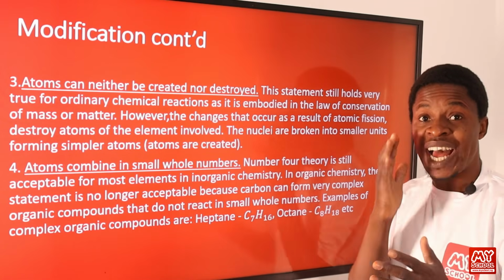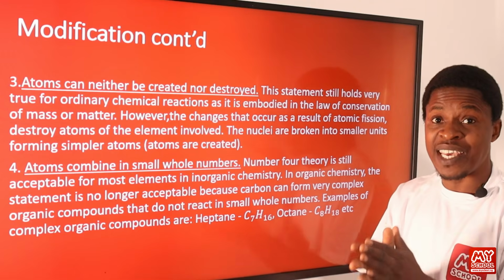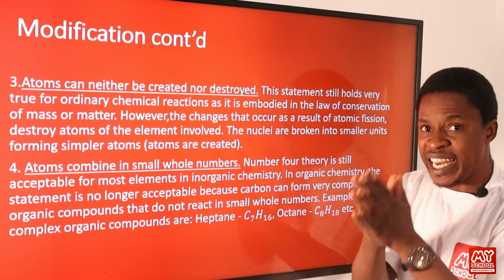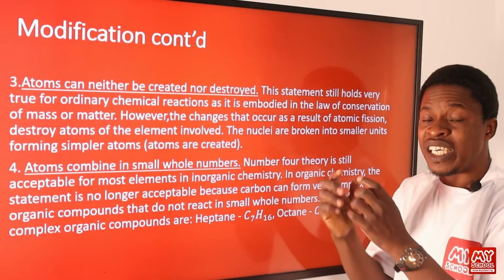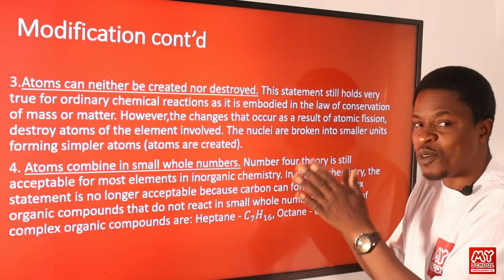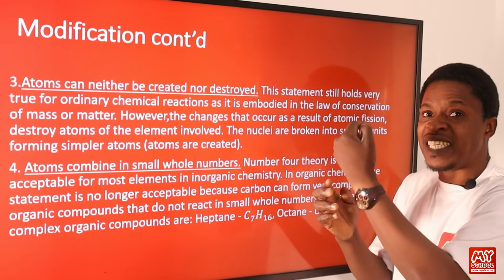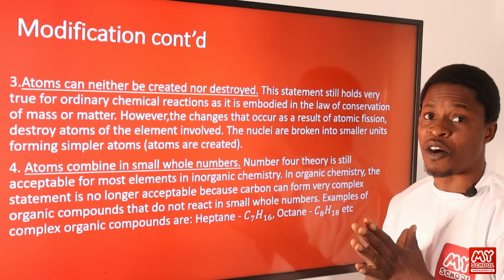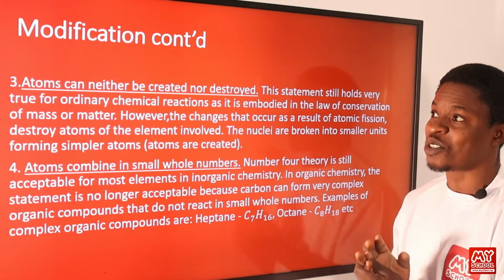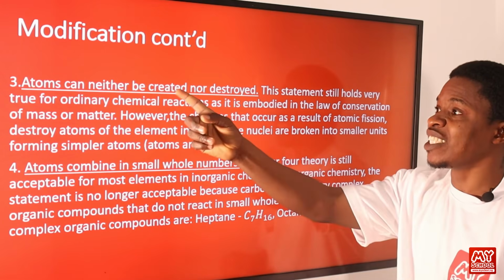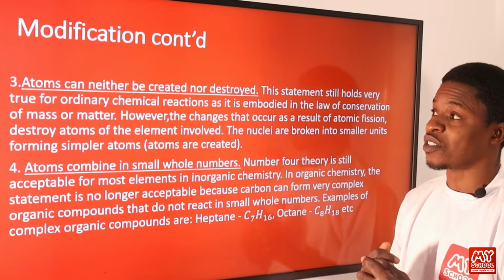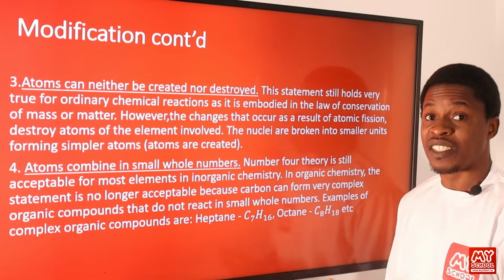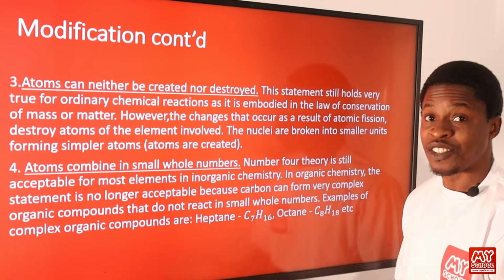So if we have atomic fission or nuclear fission, okay, breaking down of a bigger nucleus or atom of an element, once it undergoes radiation, it breaks down into smaller units, and those smaller units will be the nucleus of another atom of another element. Of course, energy will be given off. So in that situation, this postulate is disproved. We said this is true for only ordinary chemical reactions, but this law does not hold when it comes to radiation, radioactivity, because we will form new atoms of another element.